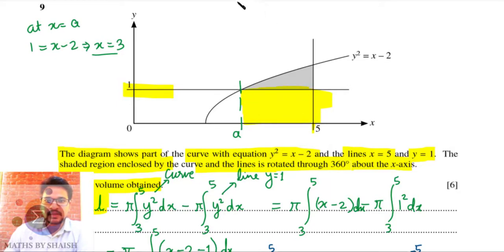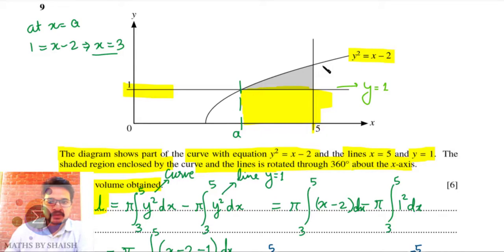And for this we have y equals 1. So we have two curves directly. One is y squared, this y squared. So the formula for the volume is pi y squared dx. And for the bigger curve, the above curve, y squared is x minus 2. And the limits, of course, we are going to find first of all.